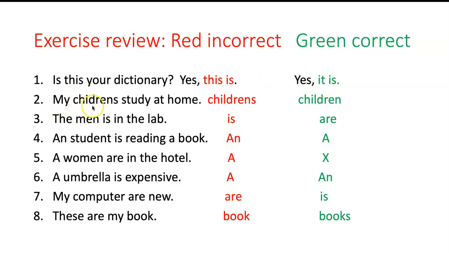Number 2, my children study at home. What is the error here? Children's. Look at this, children's. Remember that children is an irregular plural. You don't need the letter S. The singular is child, the plural is children, not with the letter S. This is the correct one: my children study at home. Remember that green is the correct and the red is the mistakes.